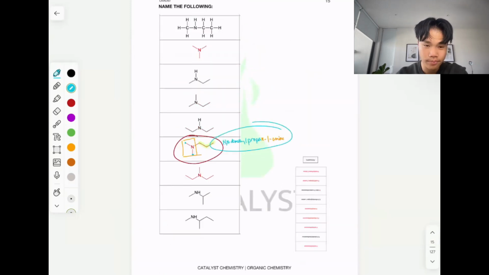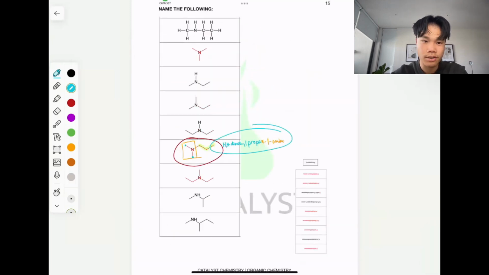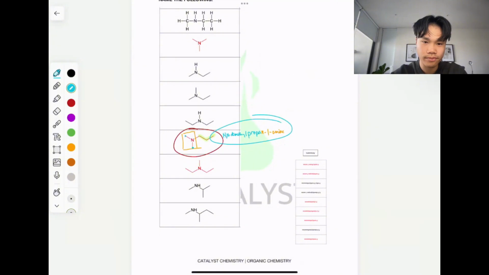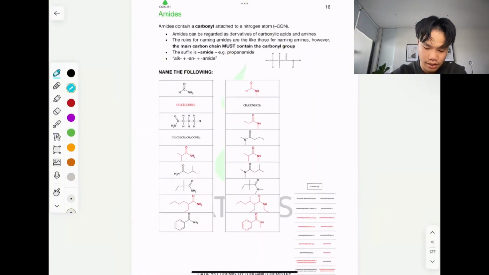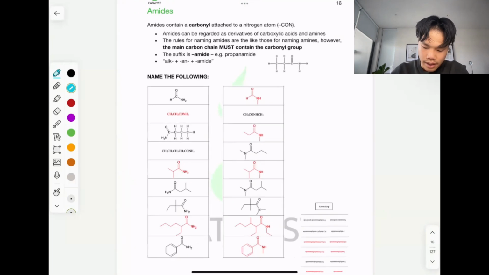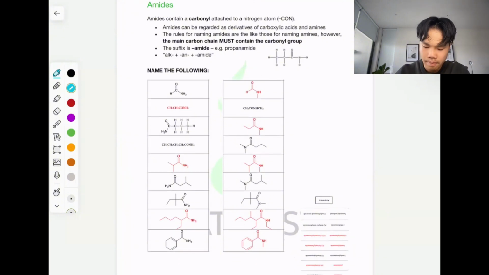Any questions there? Secondary, tertiary amines? Okay, let's continue on. Amides. Suffix is amide. It has an amine and a carbonyl. Name it similarly to a carboxylic acid.